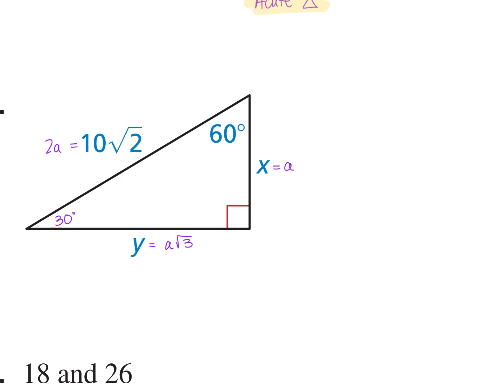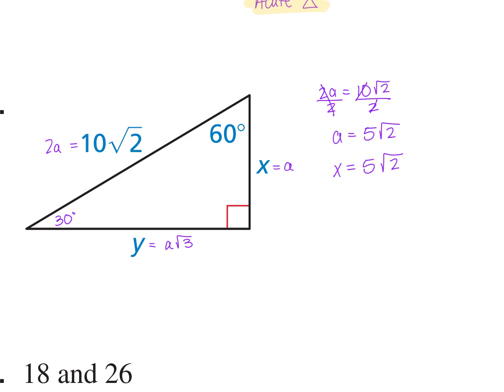All right, so I'm going to have 2a equals 10 times the square root of 2, and I'm solving for a. So I'm dividing both sides by 2. A equals, keep in mind this can be simplified. If you simplify it all the way, you're going to get 5 times the square root of 2. And that's what a equals. So if x equals a, x equals 5 times the square root of 2.